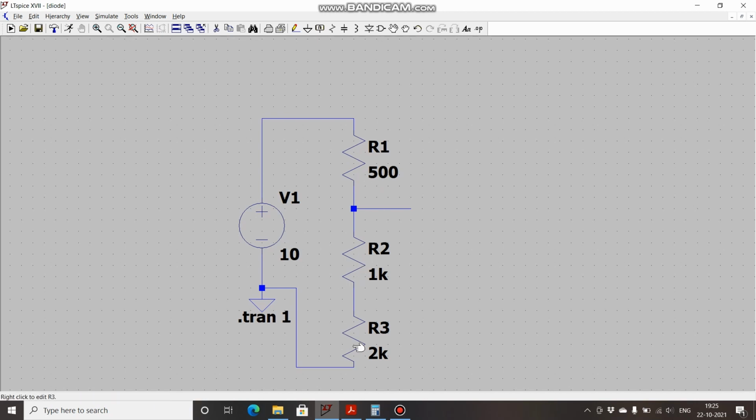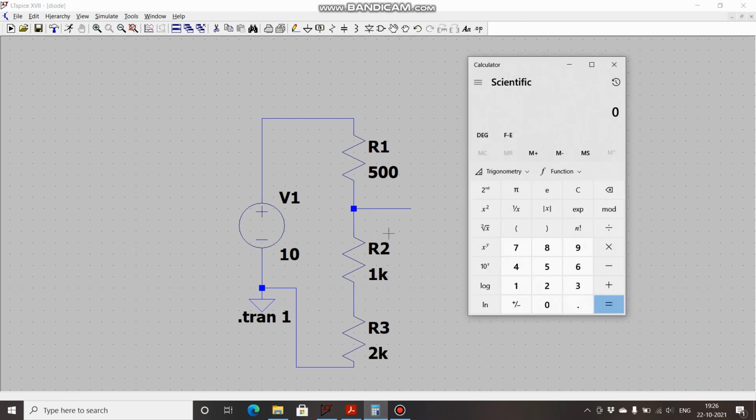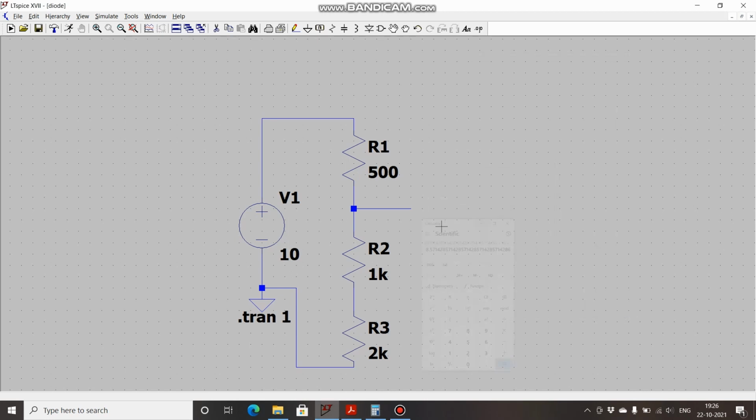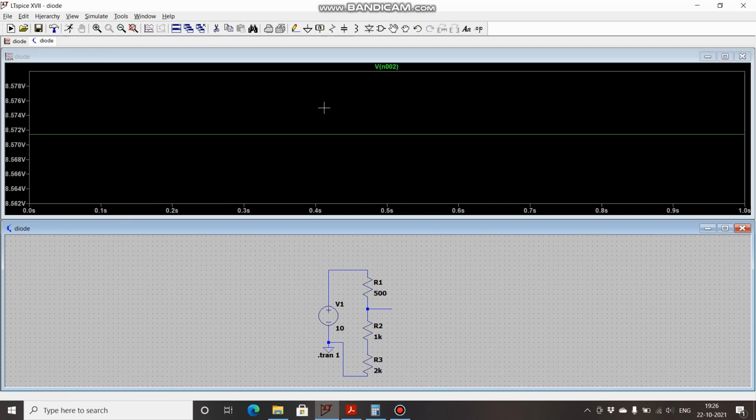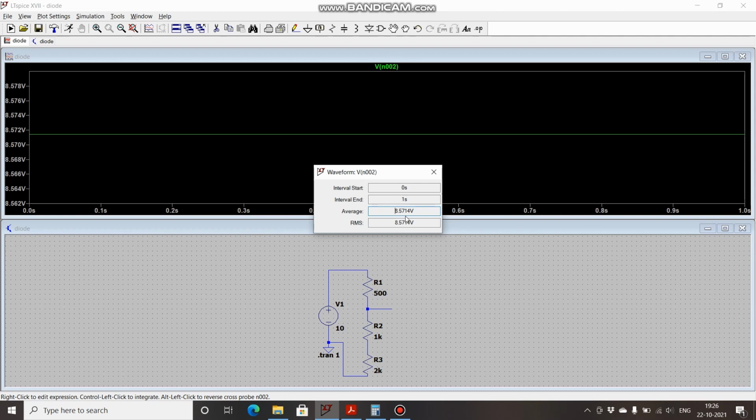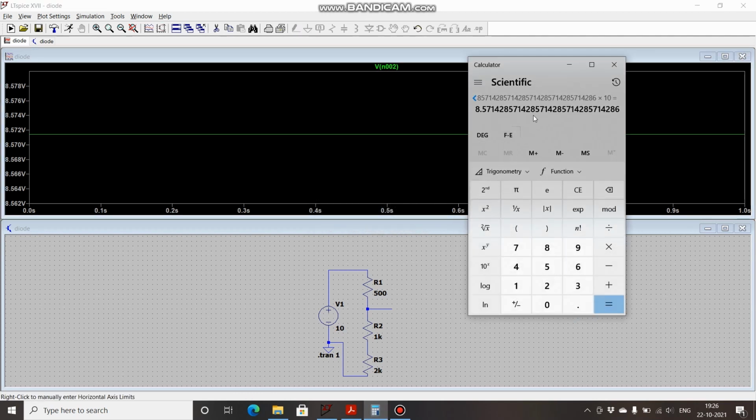So 500 plus 1000 plus 2000. Let's calculate the value first. The output voltage, as we saw, was R2 plus R3, which means 3000, divided by 3500, that is 0.857, into 10 volts, that is 8.57142. That is the voltage across this and this terminal. Let's see it. See how much we are seeing, 8.5714, which is the same as we expected.